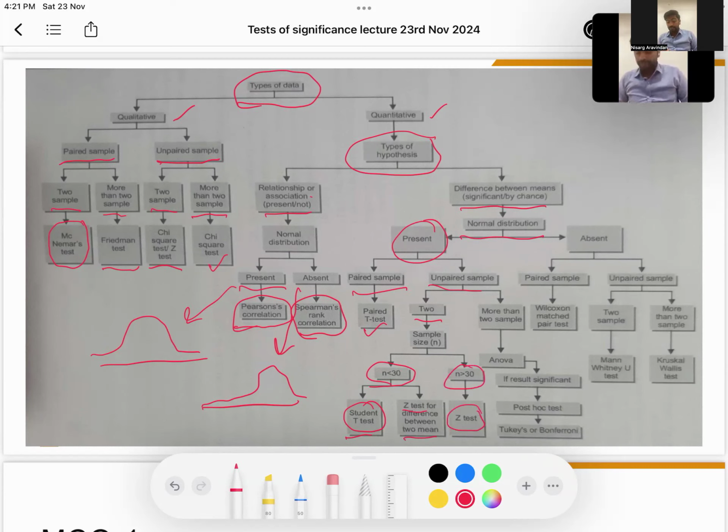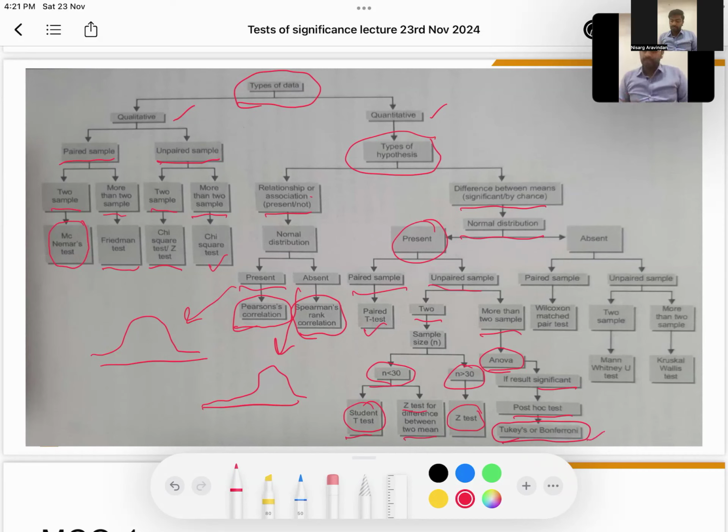Next, if it's more than two samples, we use ANOVA. ANOVA is analysis of variance. If you're comparing three or more groups, you have to use ANOVA. And if the result is significant, you use the post hoc test, called Tukey's or Bonferroni's test. You can get into the details later, but basically it tells you which of these three groups differs significantly from the others.